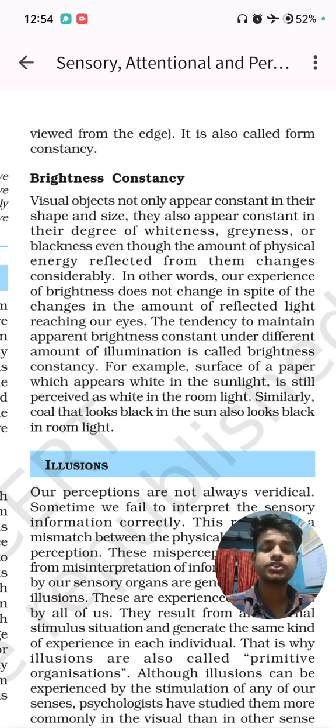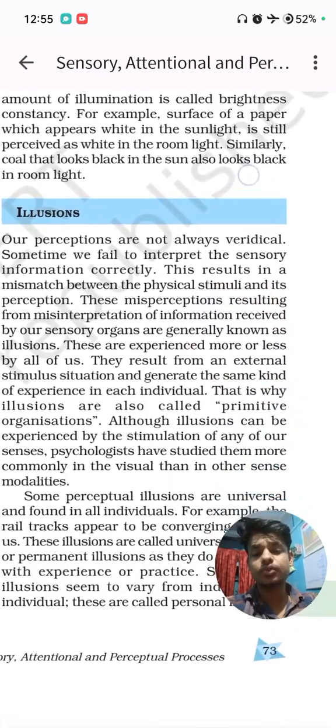The tendency to maintain apparent brightness constant under different amounts of illumination is called brightness constancy. For example, the surface of a paper which appears white in the sunlight is still perceived as white in the room light. Similarly, coal that looks black in the sun looks black in a room.